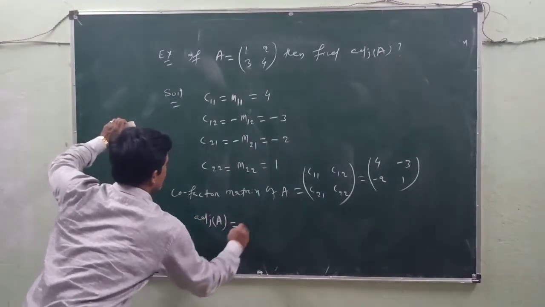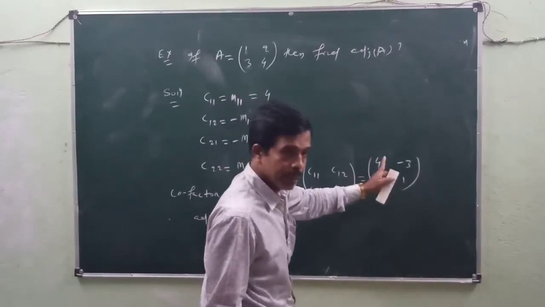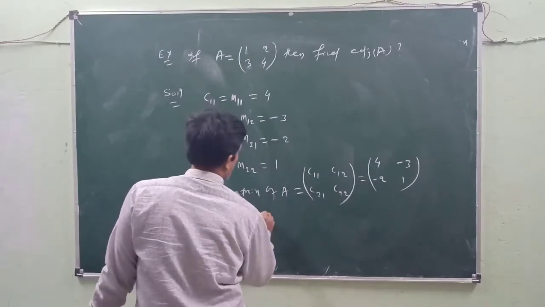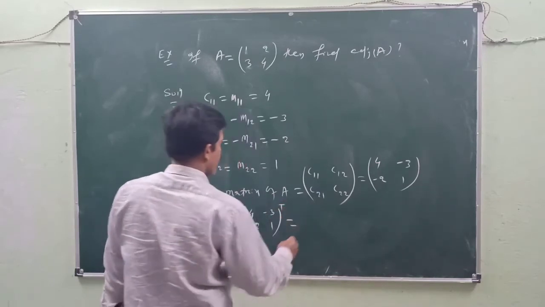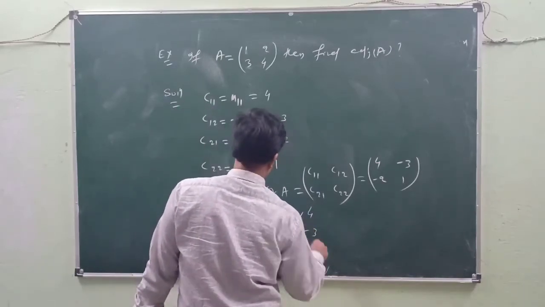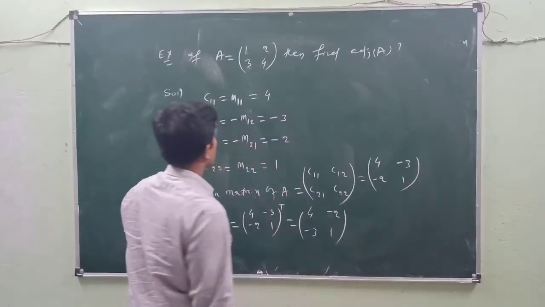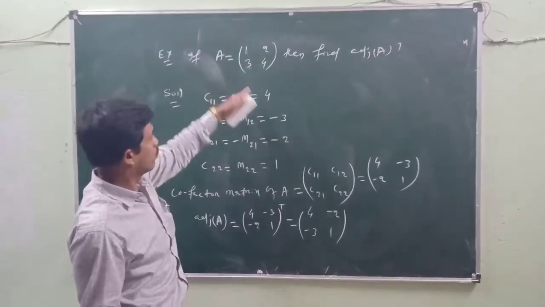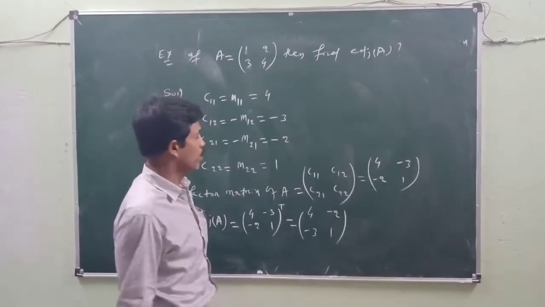Adjoint of A. Since we know that the adjoint of A is the cofactor matrix of A transpose, we write the transpose of [4, minus 3; minus 2, 1]. So it will be 4, minus 3, then minus 2, 1. This will be the required adjoint of A, where A equals [1, 2; 3, 4].